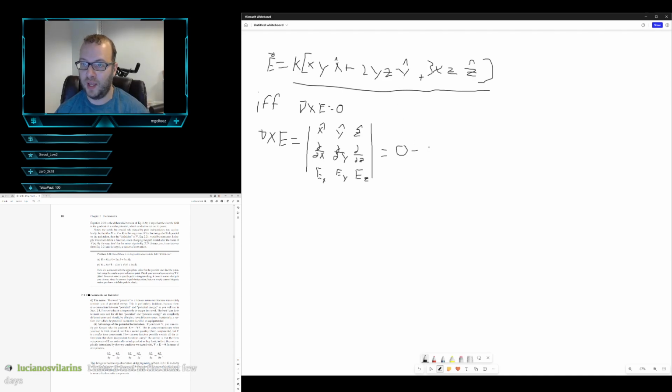And this is going to have a 2y component, x hat. So right off the bat, we know that this is not going to be a valid field.